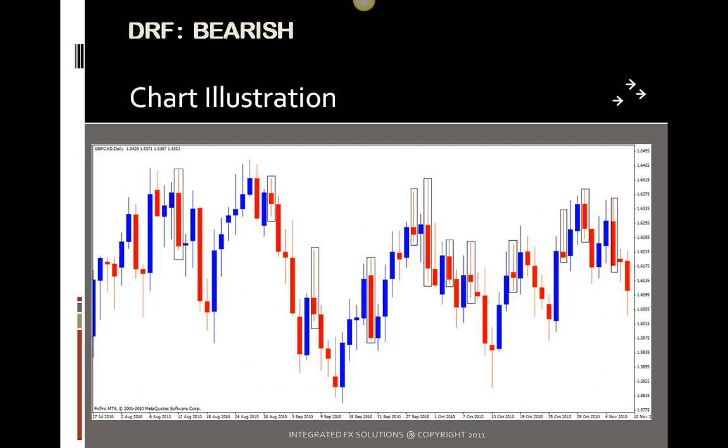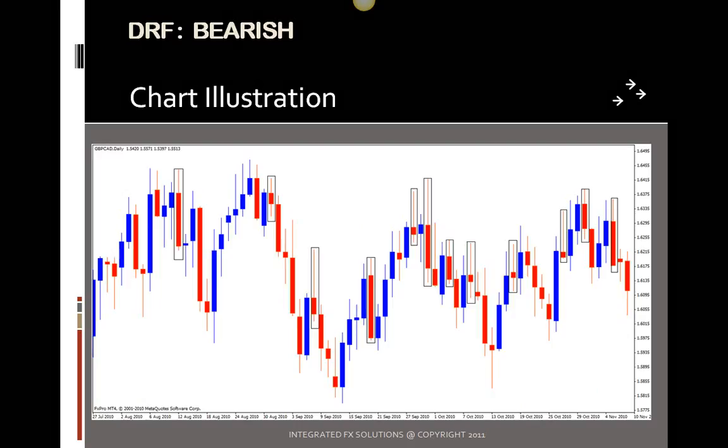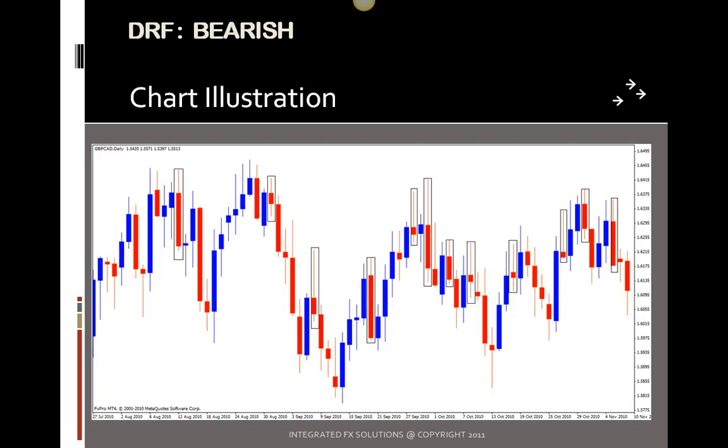These are examples of bearish DRF as seen on the chart. We have 1, 2, 3, 4, 5, 6, 7, 8, 9, 10, 11, 12. We have 12 bearish DRF on this chart, and once they are located at the top of a trend or at key levels, most likely it's going to reverse the trend.